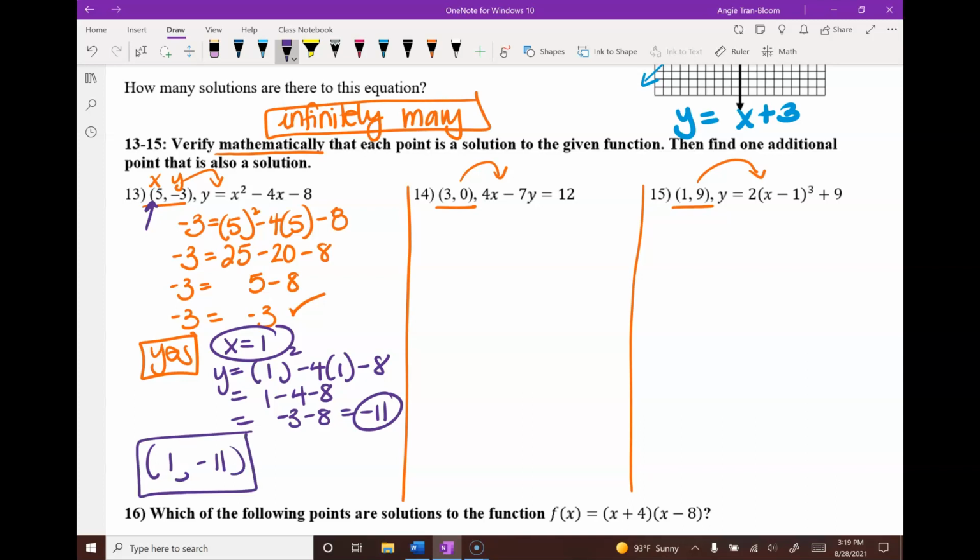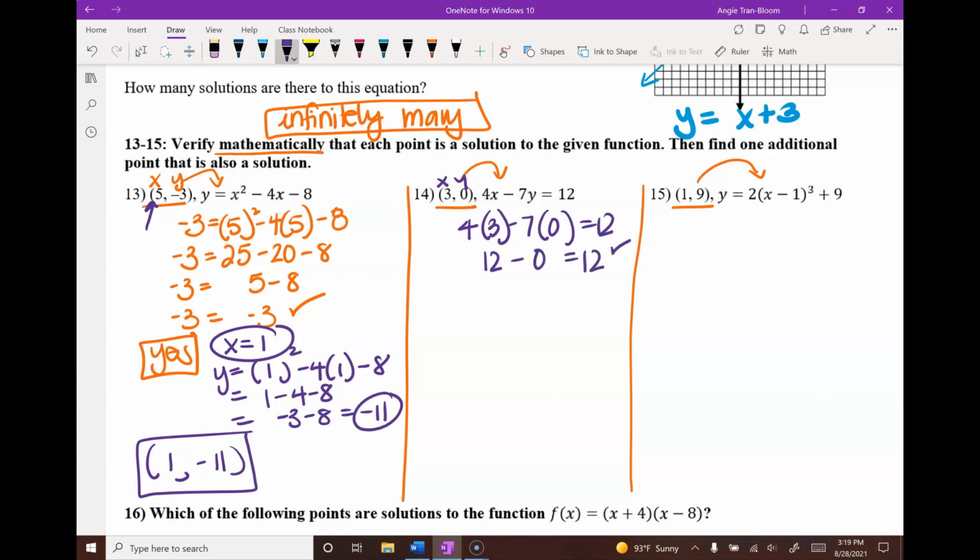Okay, next. Let's see if (3, 0) is a solution for 4x minus 7y equals 12. So this is x, this is y. So 4 times x, which is 3, minus 7 times y, which is 0, equals 12. This is 12. 7 times 0 is 0.